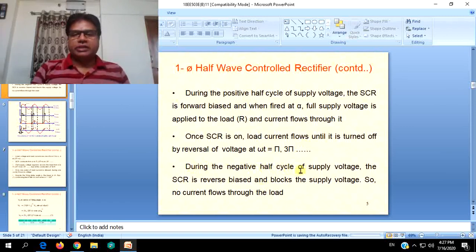During the negative half cycle of the supply voltage, the SCR is reverse biased as the cathode becomes more positive with respect to the anode, and so it blocks the supply voltage in reverse. So no current flows through the load. Again, no voltage will be appearing across the load.